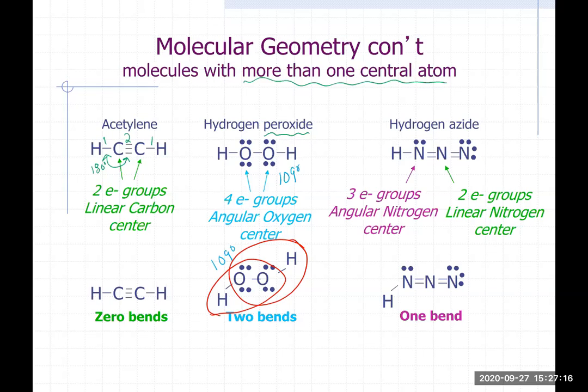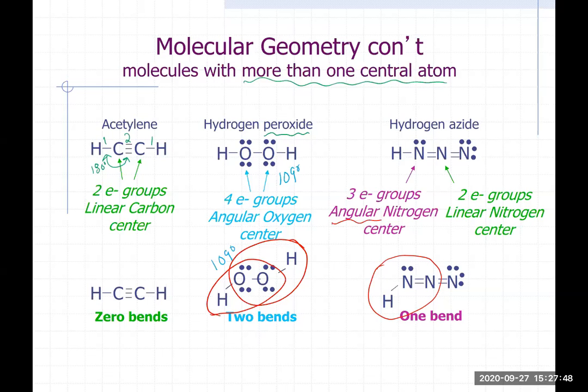Let's go to the last one, hydrogen azide. And we look at both nitrogens that are central. We notice the nitrogen on the left has a lone pair, a double bond, and a single bond that gives it 3 electron groups. 3 electron groups, 2 bonding. That means angular. And so you notice that this whole side of the structure over here is bent or angular, just like the hydrogen peroxide that we just looked at.